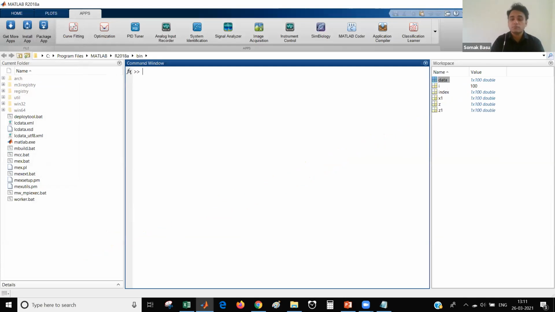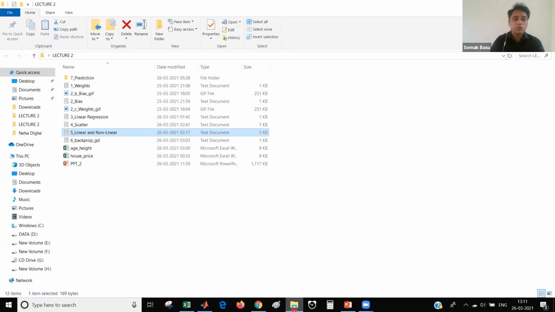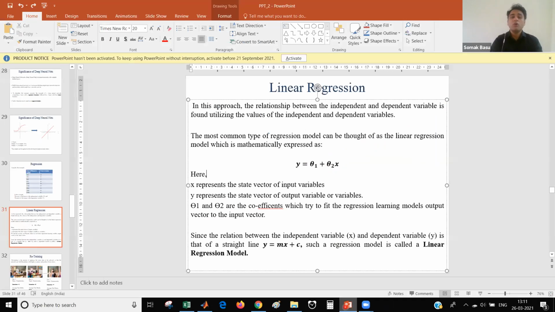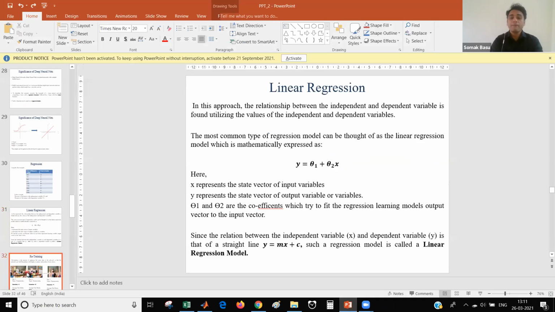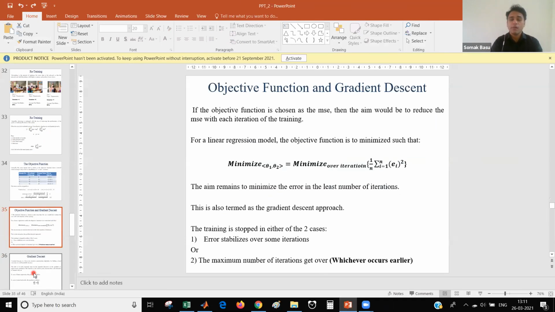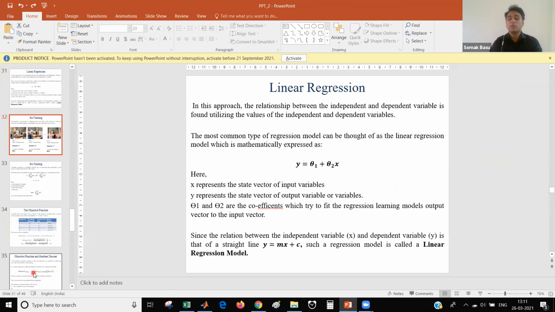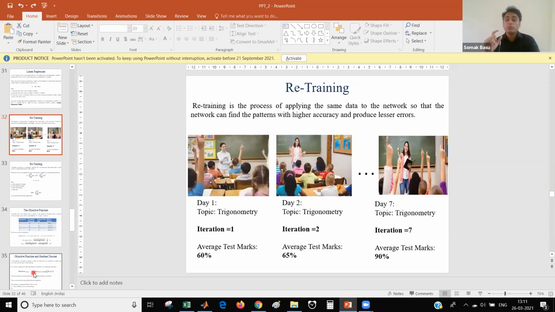So after this coding example, next. This was about the linear regression model and objective function. The next point is the concept of retraining. We have around 20 minutes left for our session to get over. The last 2 or 3 concepts are very important actually. The first concept is retraining.